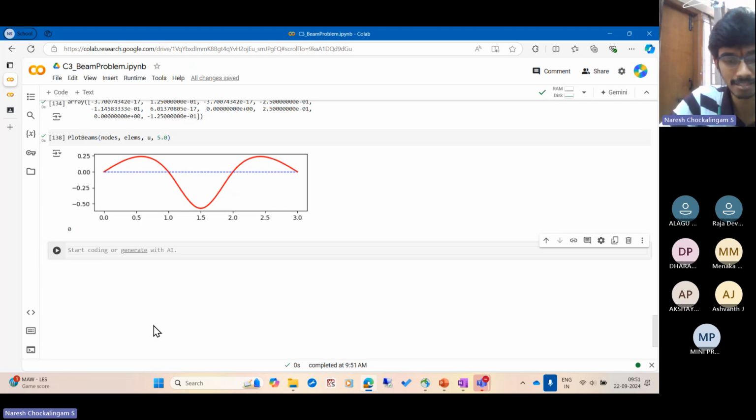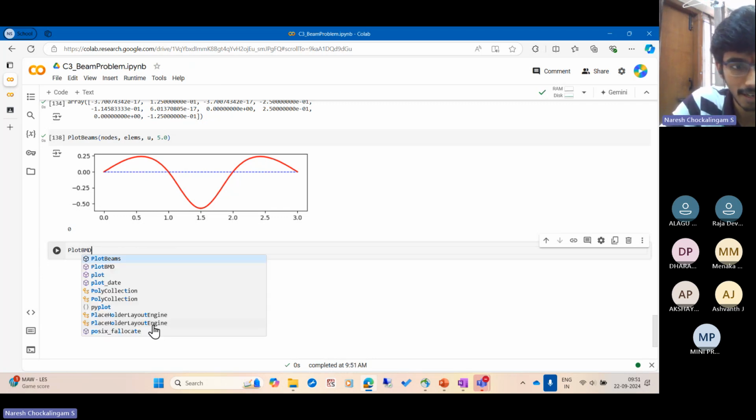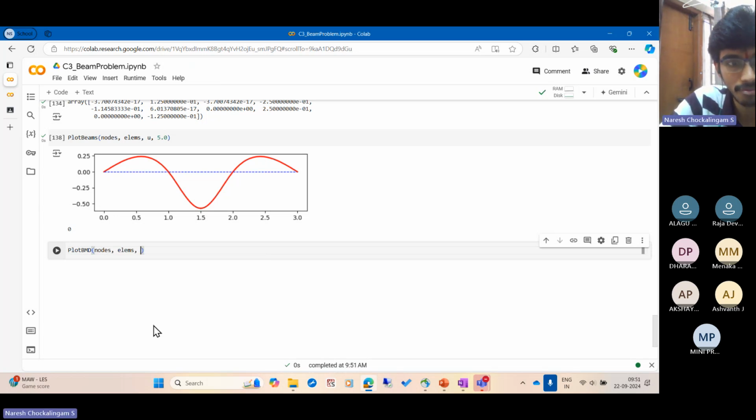Now you can also visualize the bending moment. So use this function, plot BMD, nodes, LMs, U. Now, how do you expect the bending moment? In these two end spans, you expect it to be hogging, so it should be negative. And in the middle span, it needs to be positive. And it will have some kink wherever you have the applied load. So let's see if that is the case.